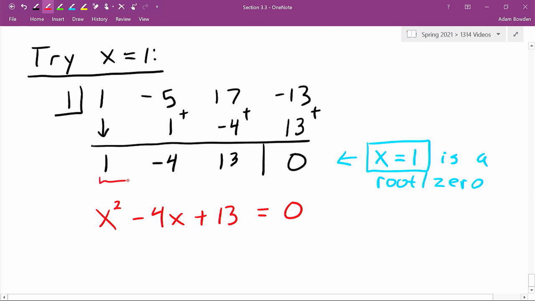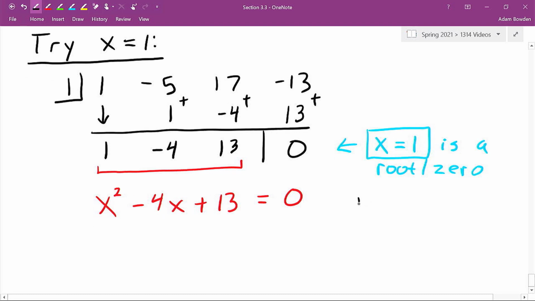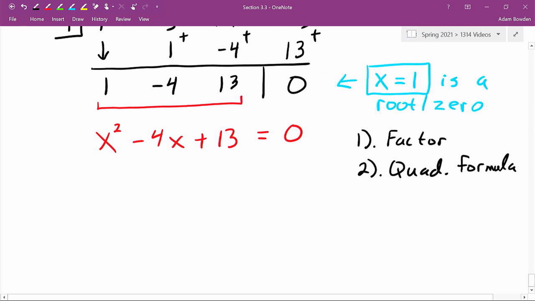The reason why I'm doing this versus going back and trying more of the other numbers that we didn't try is now we've broken this down to just a quadratic equation. And we can actually either factor the quadratic or use the quadratic formula in order to solve it. So we have to think, can we solve this by either factoring or the quadratic formula? When I looked at factoring this, it doesn't factor. So our only option to continue to solve is the quadratic formula.